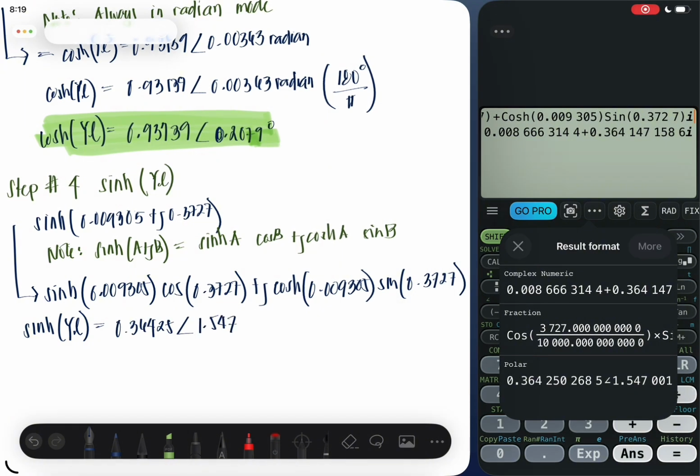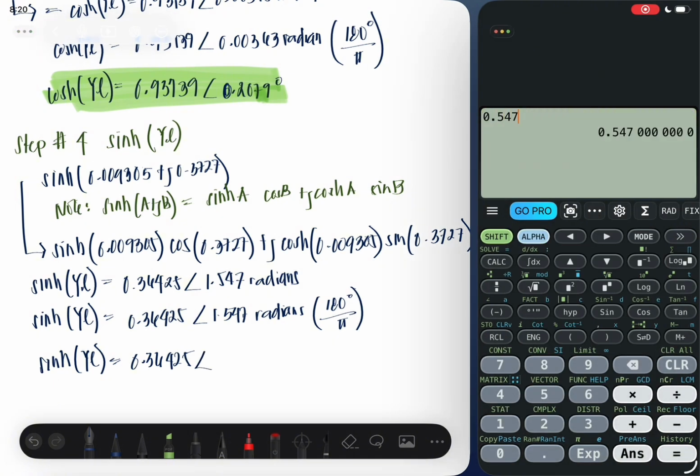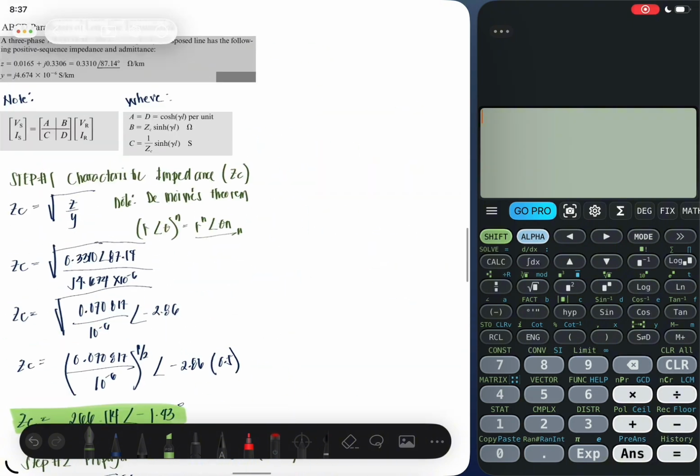Compute the real and imaginary components, then convert the result into polar form. Just like in the previous step, the calculator outputs this phase angle in radians. To express it conventionally for engineering standards, multiply the angle by 180 divided by pi. Step 5 brings everything together to solve for the final ABCD parameters.